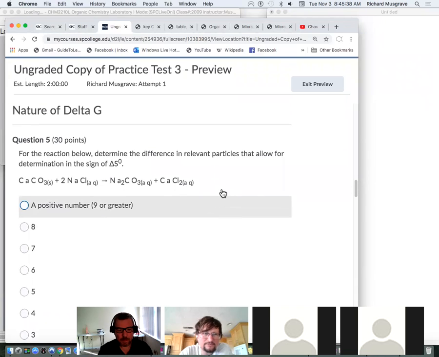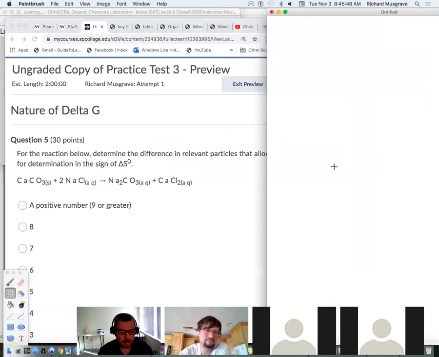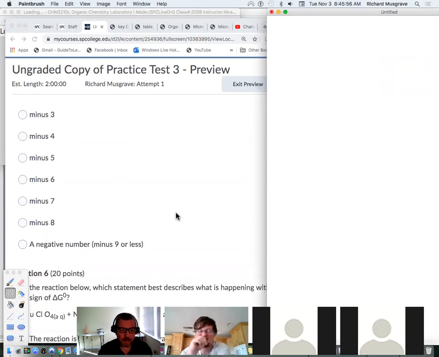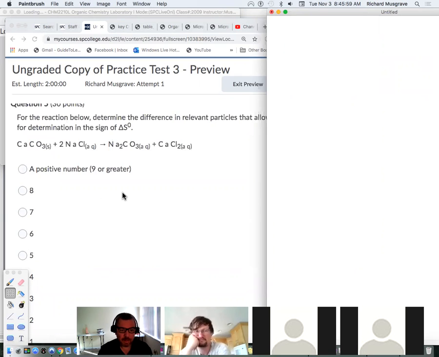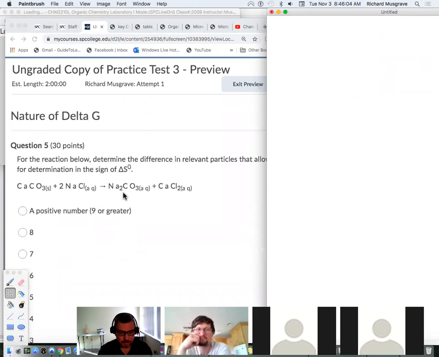Okay, so for this one here, determine the difference in relevant particles but allow for determination of delta S. And again, I have a video about this very specific problem that we're seeing here. You can see the answers. It's multiple choice, but it goes from -8 up to +8, with a positive number greater than 9 or a negative number less than 9, -9. So for this one, what you're trying to do is determine based on knowledge of delta S.